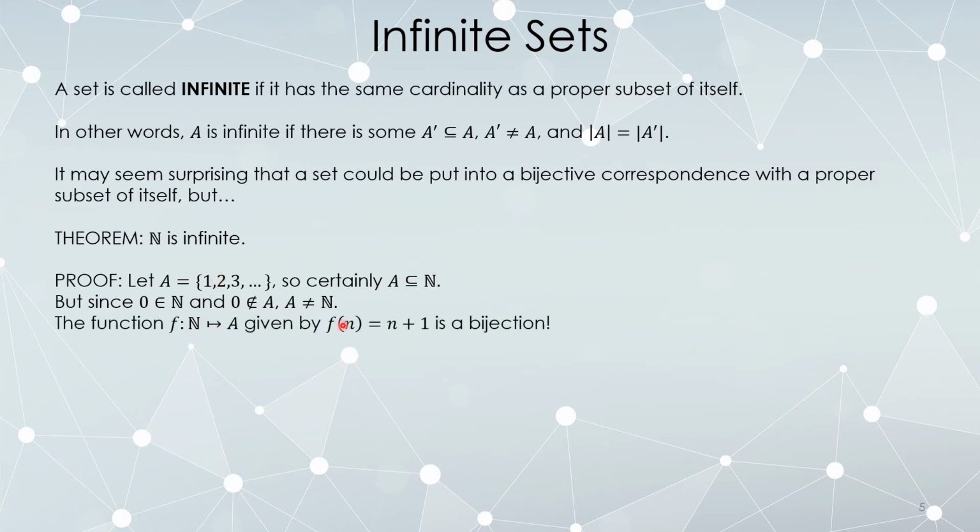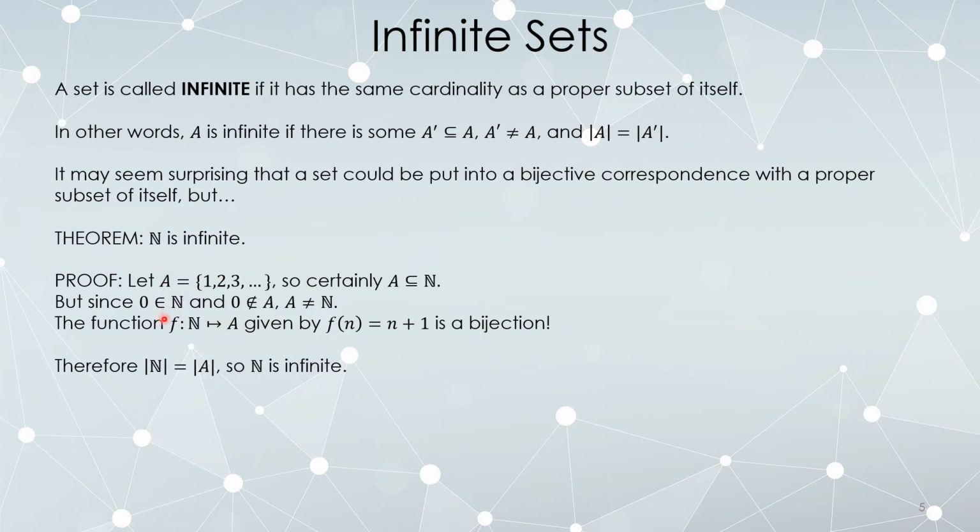Now, the function given by f of n equals n plus 1 is a bijection from all the natural numbers to all the natural numbers except 0. You can prove this function is injective in a fairly straightforward way. It's not surjective onto all natural numbers, but it is surjective onto this set here. So it's a bijection.